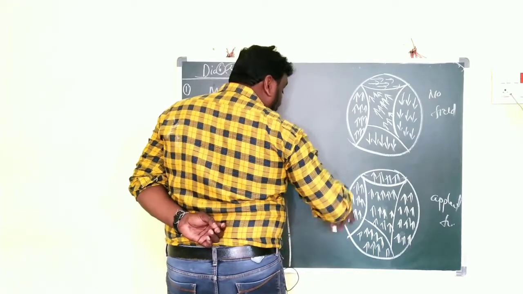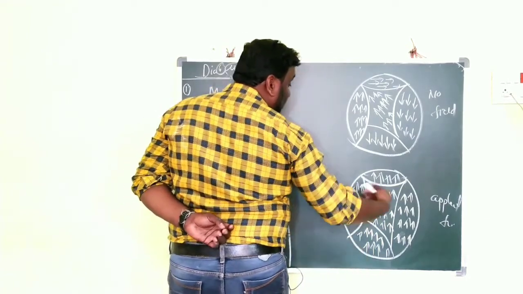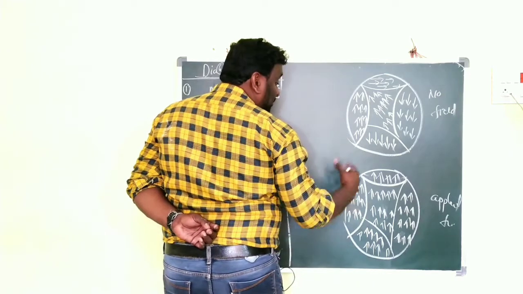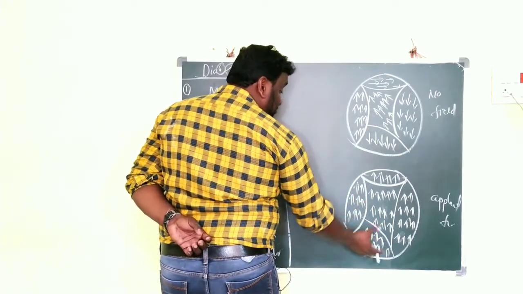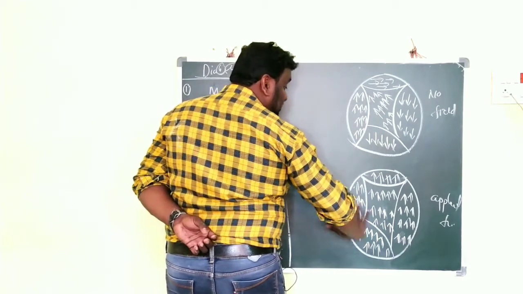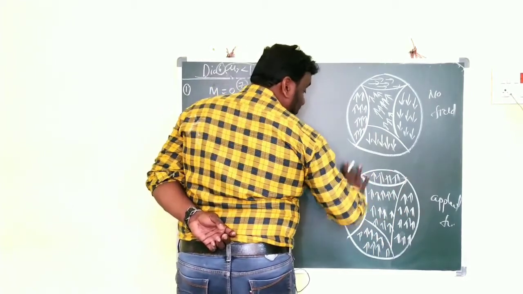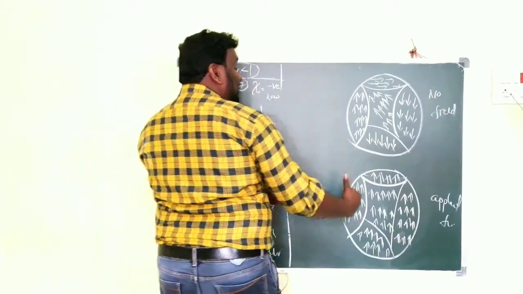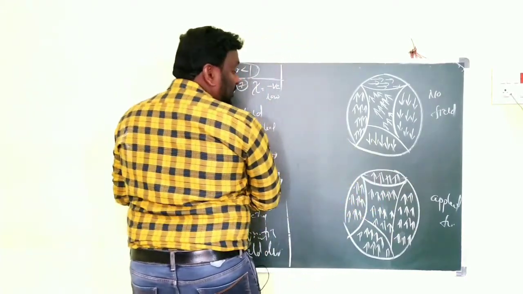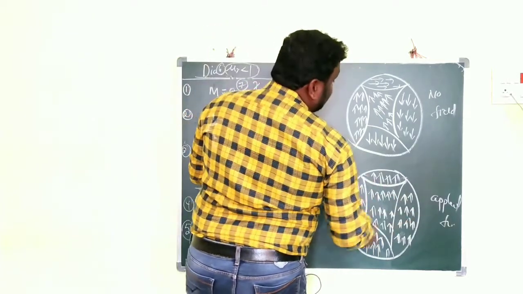Clear? After that, if you remove the applied field, then also they remain like that. There is no disturbance in the direction of the moments. Clear? That's why it has very high magnetic power. That's why they can act as natural magnets.